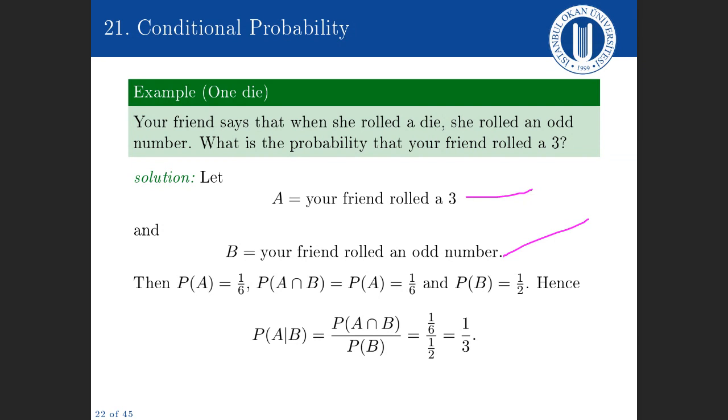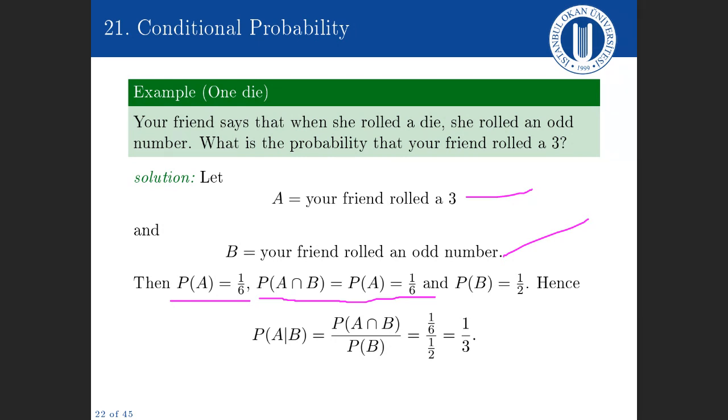What do we know? What is the probability of A? We know that's a sixth because the probability of rolling a 3 from a die is going to be 1 over 6, 6 different numbers. What is the probability of rolling a 3 and rolling an odd number? Well, 3 is an odd number, so that's just the same as the probability of rolling a 3, or 1 over 6.